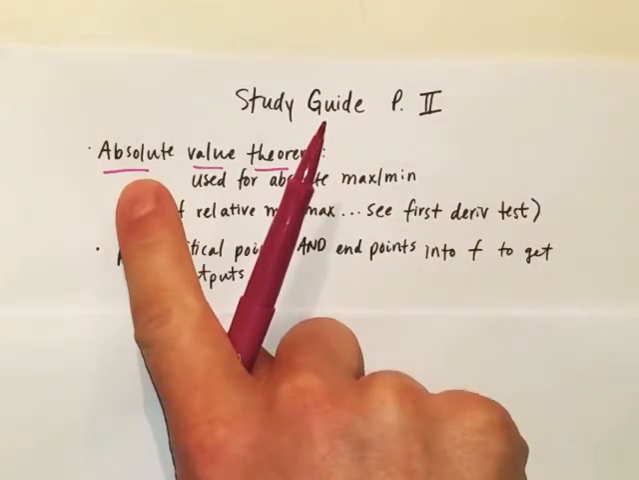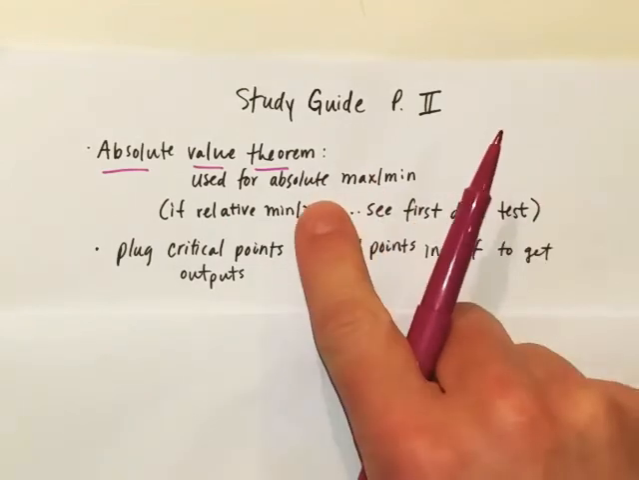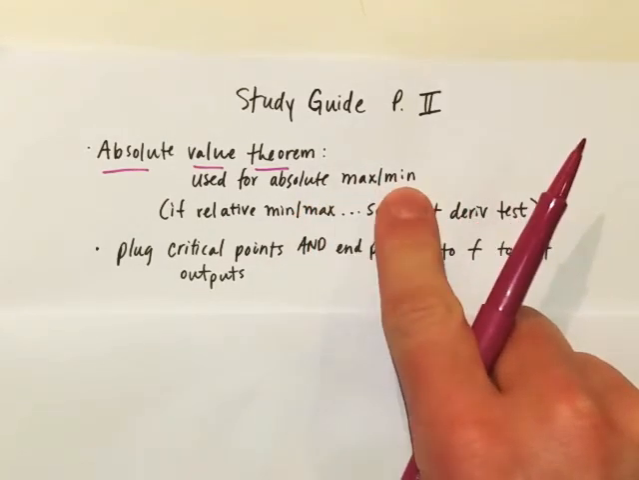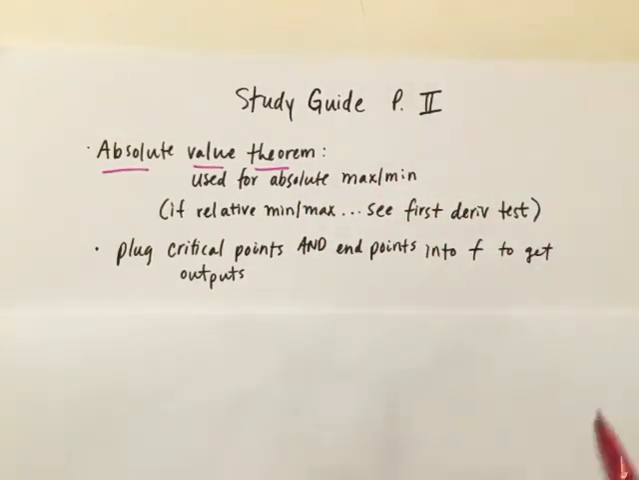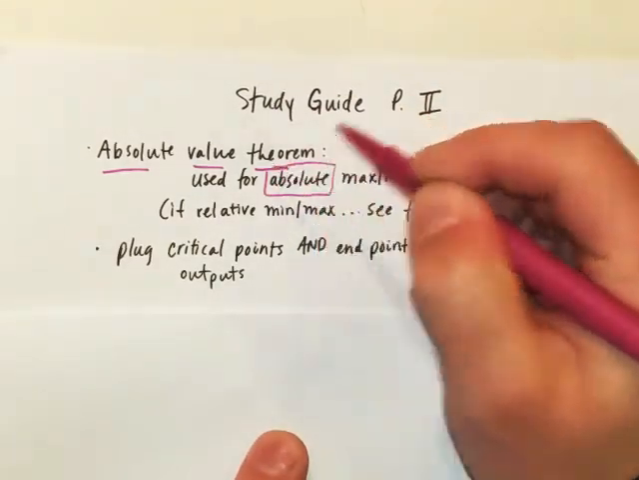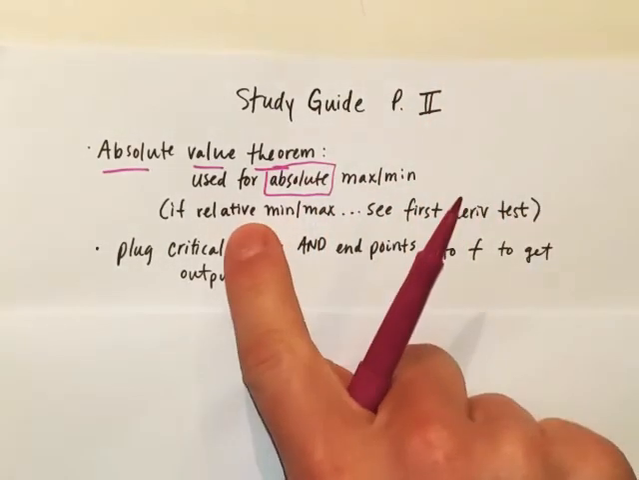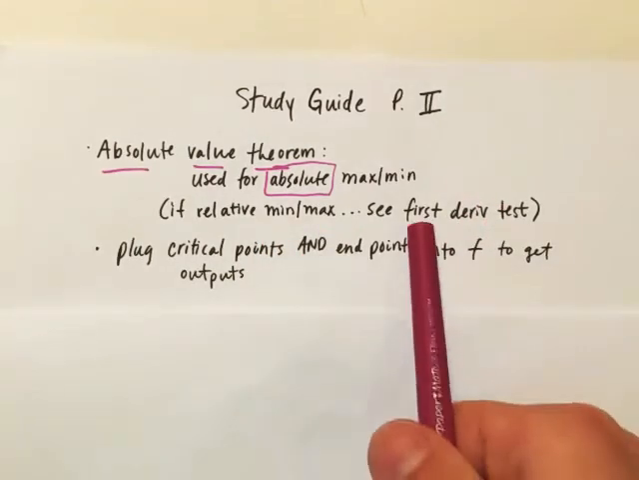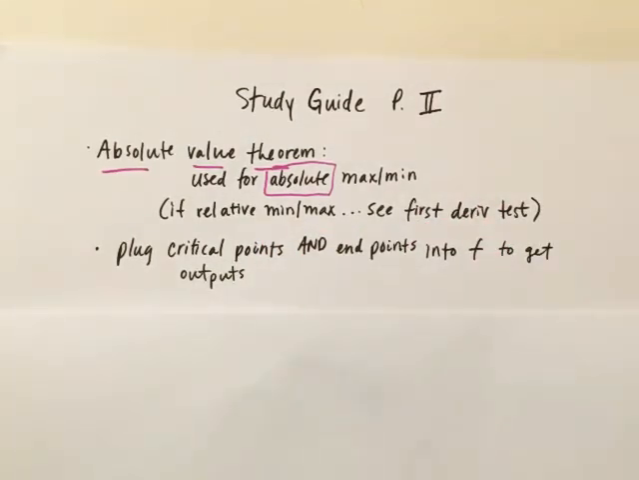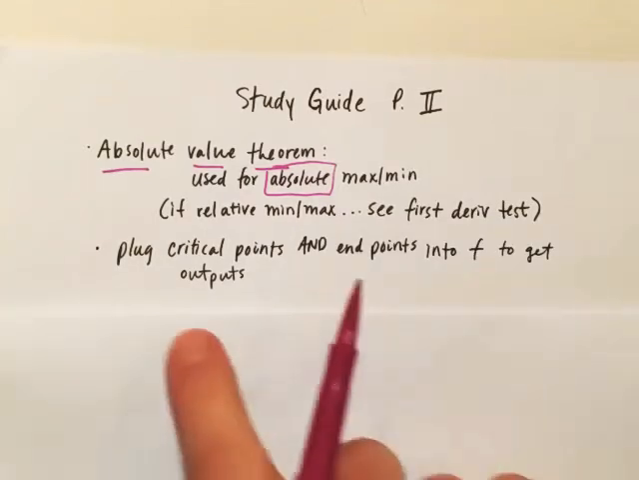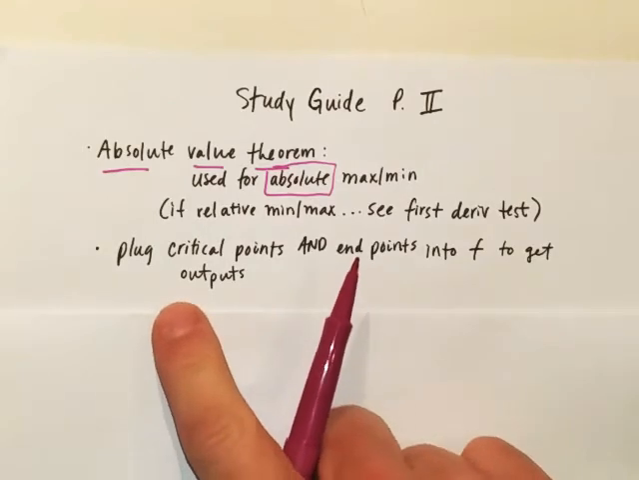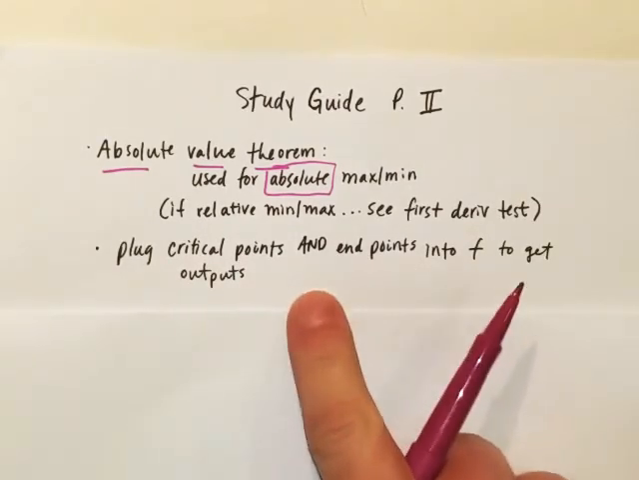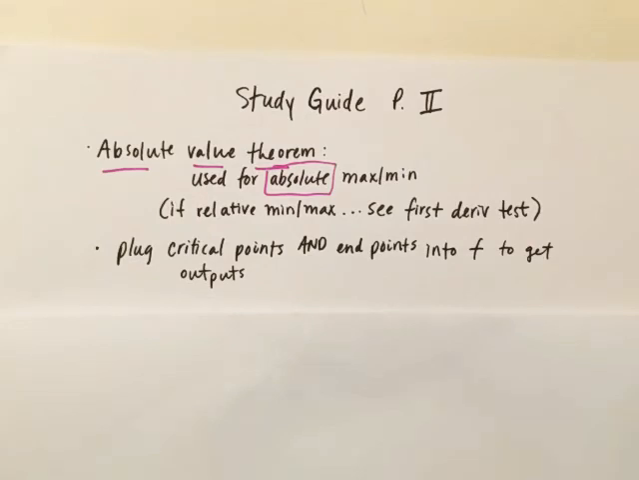We're going to be finding absolute values of things today. Obviously this is going to be used to find the absolute maximum and minimum of different functions, and that is really important. I'm going to box in that word absolute, because if we're asked for the relative minimum or maximum, we have to go back and see the first derivative test, which is a different test that tells us relative min and max. For the absolute min and max, we can plug our critical points and endpoints into f, our original function, to get our outputs and compare the highest and lowest values.